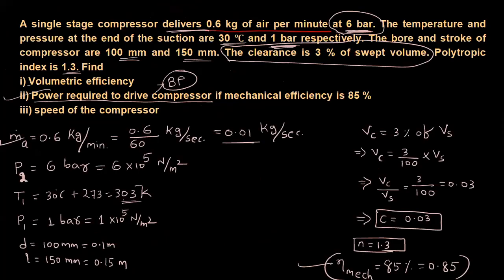Okay, so in this way we have calculated the volumetric efficiency and the power required to drive the compressor. Now the third point, the speed of the compressor, we have to calculate here. Speed of the compressor means the N value in RPM. This is also a new type of question. We have not solved any question related to the speed of the compressor. How to calculate it?